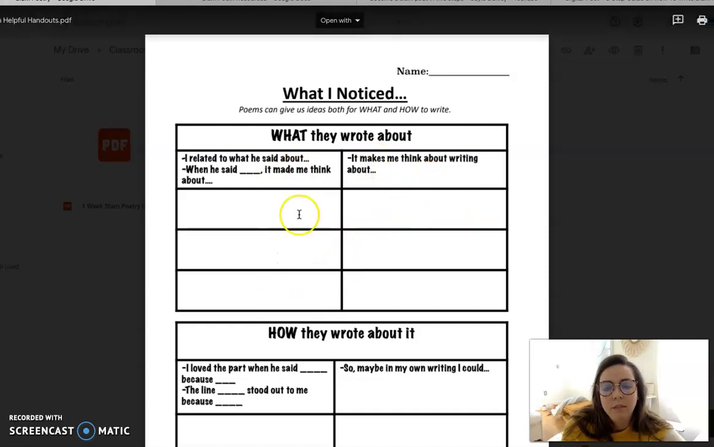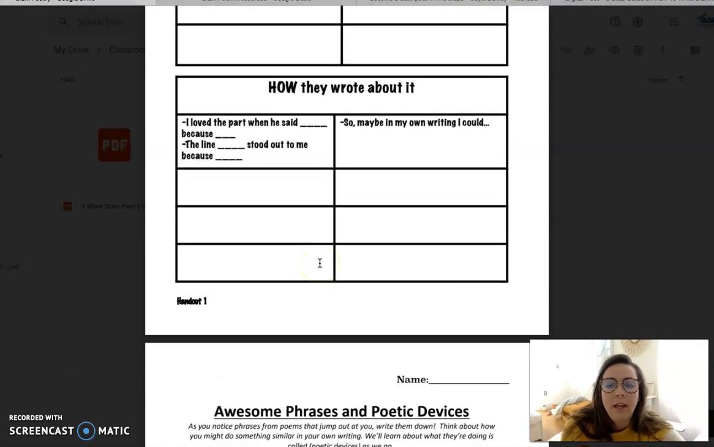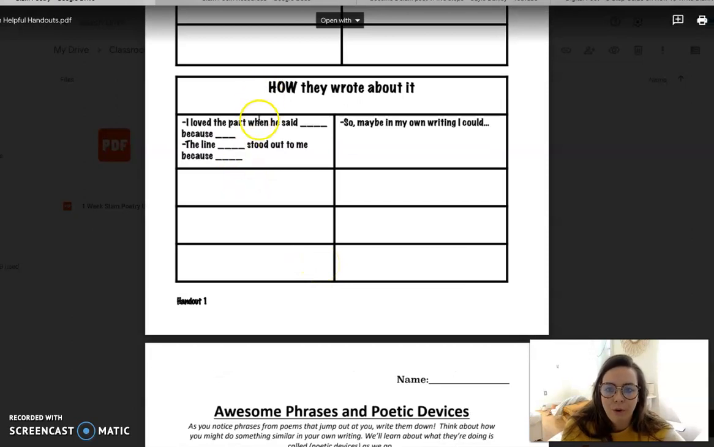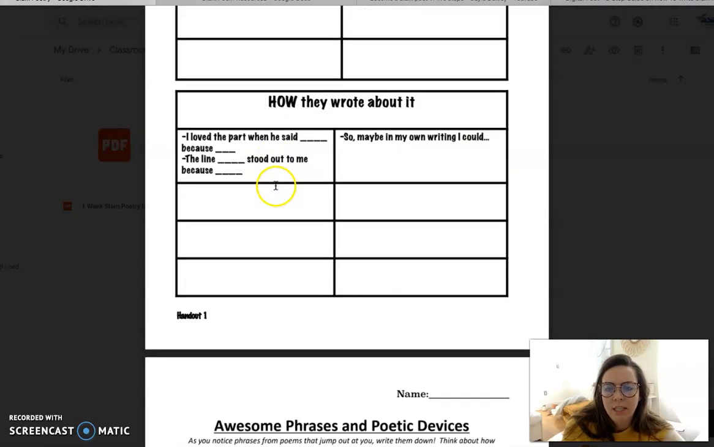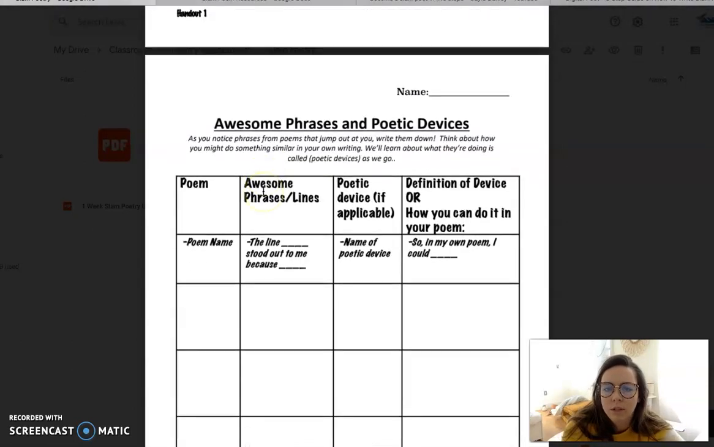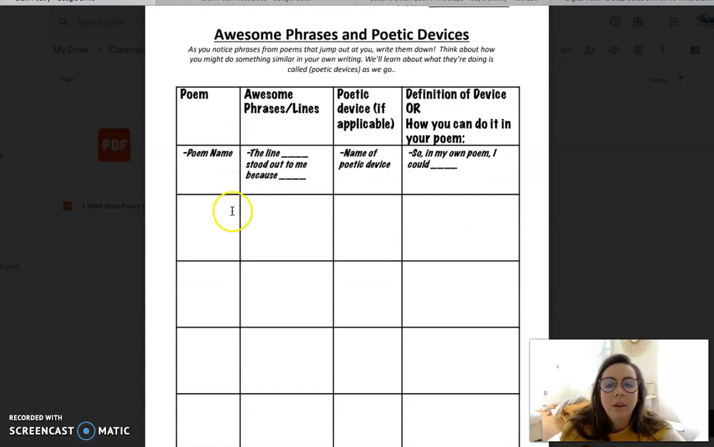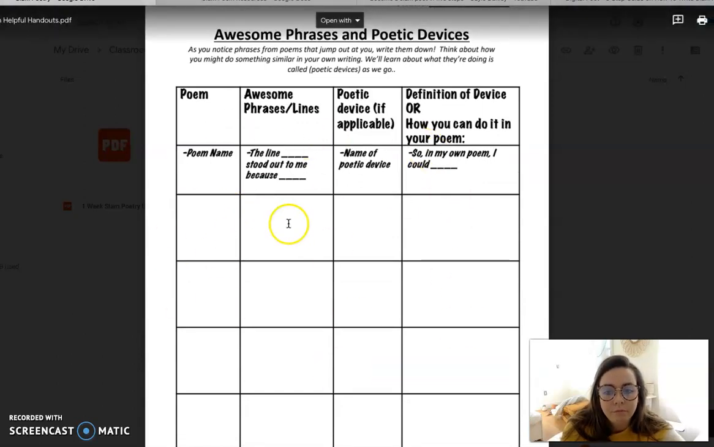So you would use this to fill out, if that slam poem that you watch really inspires you, then specifically how they wrote it. Okay, so how exactly did they make me think about this issue? Did they do it in a story? So on and so forth. You're going to use this table.